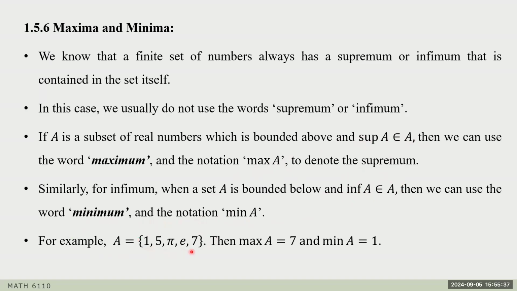Okay. So here's an example. So again, we have a finite set, but it doesn't have to be a finite set. So in this set, 1, 5, pi is about 3.1, e is about 2.7, and then you have 7. So let's look at the supremum. The supremum is 7, and 7 happens to also belong to the set, so that's the maximum. The smallest number in this set is 1, so 1 is actually the infimum. So 1 also belongs to the set, so it is the minimum of that set.